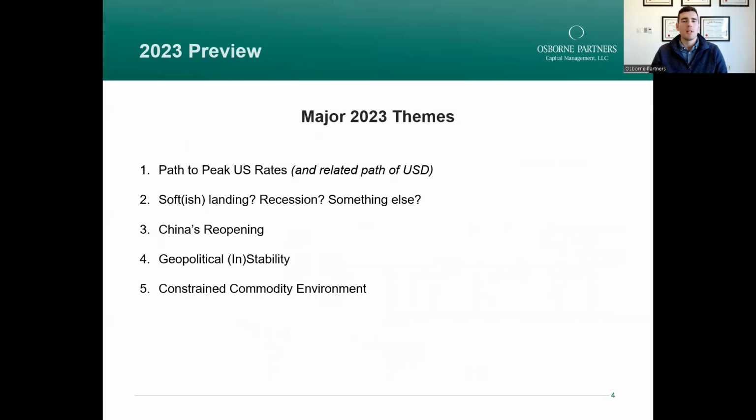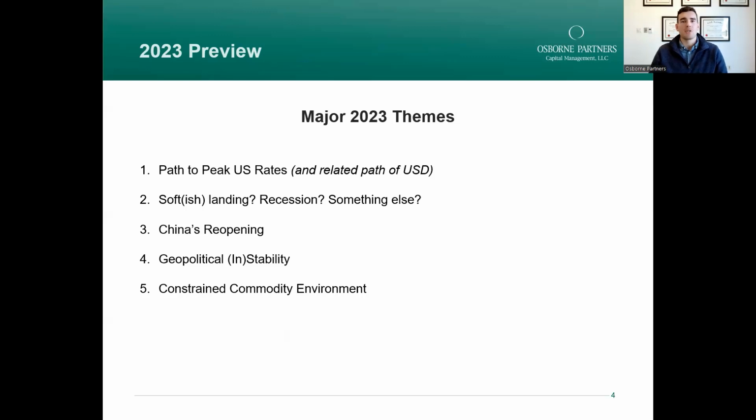Now, for 2023, here are 5 key themes we are thinking about. While not unique to natural resources, they each have a relationship to either natural resources or alternatives. Starting with number 1, the key theme on most investors' minds is what is, and how long is, the path to peak US rates? Once we get there, how long will we stay there? And how soon after we pause hiking rates will the Federal Reserve end up cutting rates?